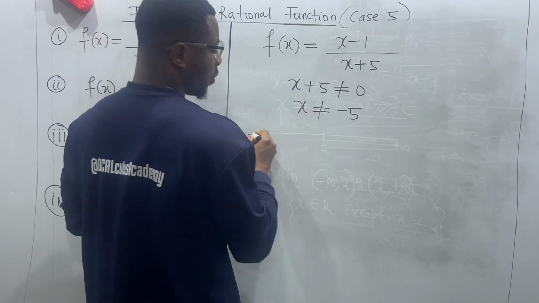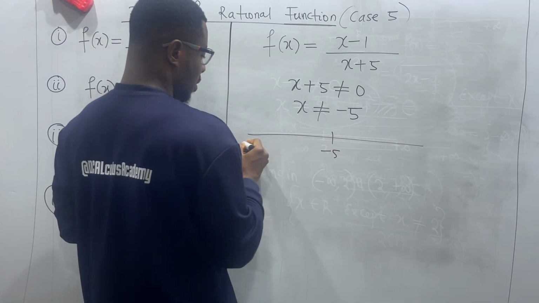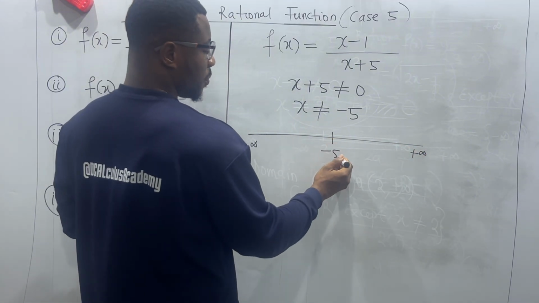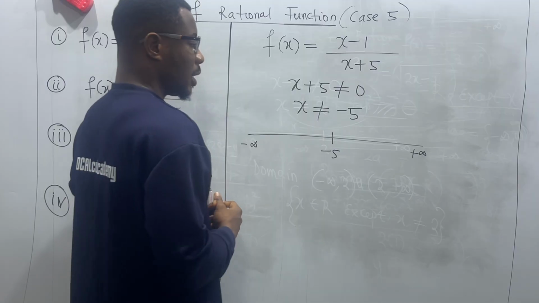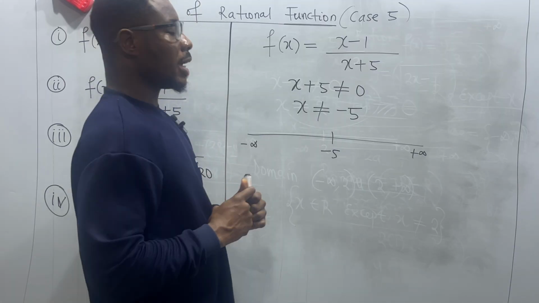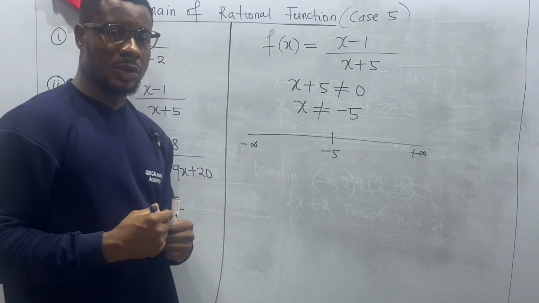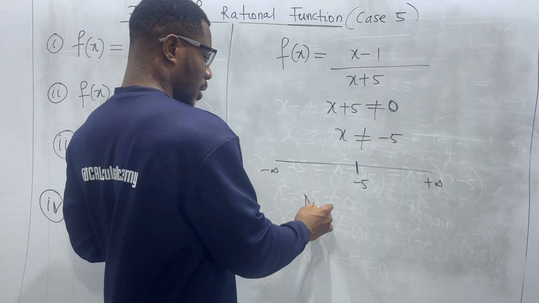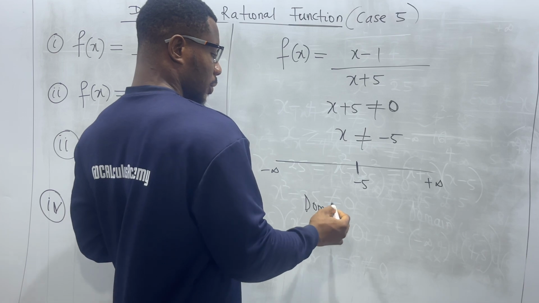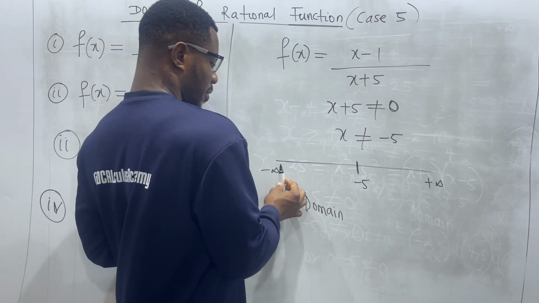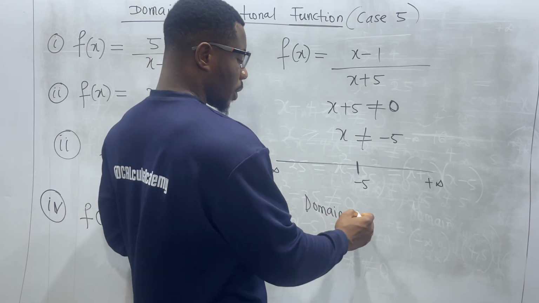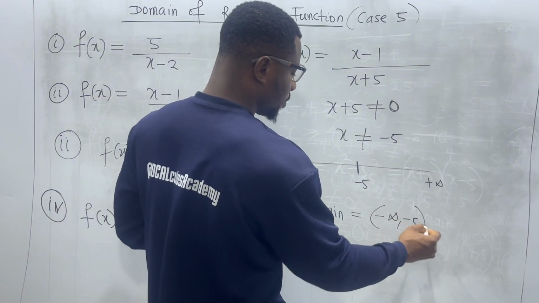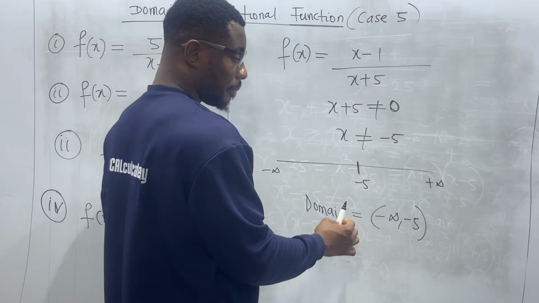So if I draw my number line here, this is minus 5, this is negative infinity, this is positive infinity. Any number that is above minus 5 can be in the domain. Any number that is below minus 5 can also be in the domain. So the domain can be any number between minus 5 and negative infinity, but not equal to minus 5, remember?